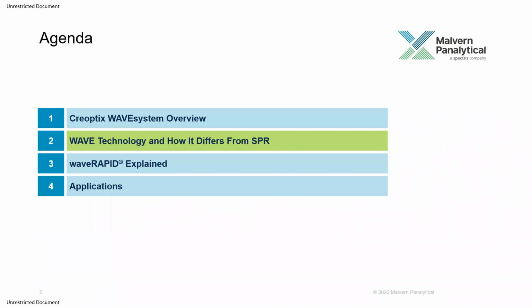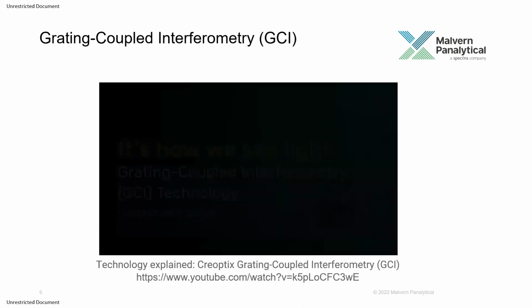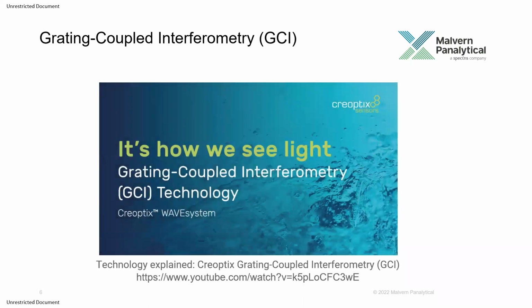Okay, I want to show you a video about our WAVE technology, to show you how we see light. So the technology behind the WAVE system is called gradient coupled interferometry. So ultimately, we are an interferometry-based system. Here I'm going to play a video.